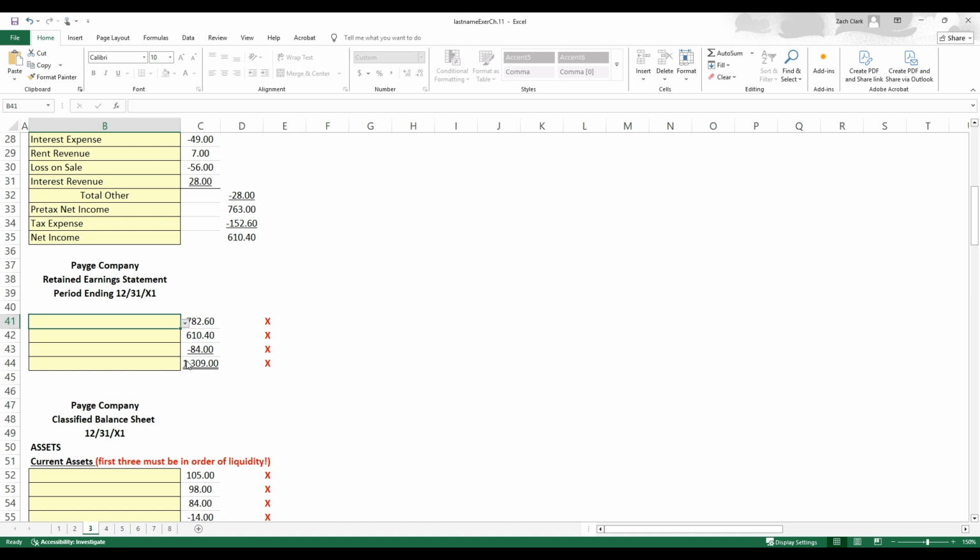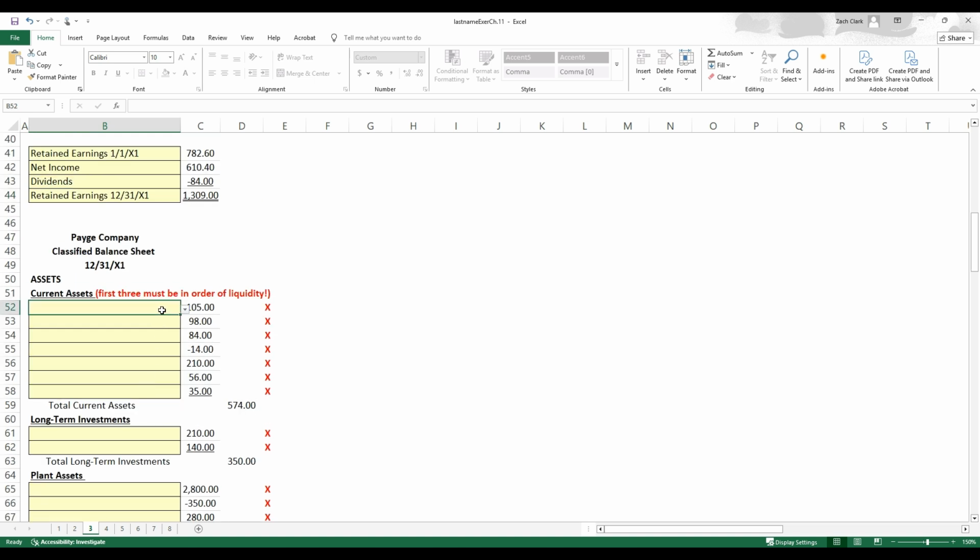Okay, then we're down to our retained earnings statement. And so we always start with beginning retained earnings, and then we have our net income. Here you can see those numbers match up. So beginning plus net income, if I can find it, there we go, less dividends. Again, if I can find it, and that will give us ending retained earnings. Awesome. Okay, at least the first three must be in order of liquidity.